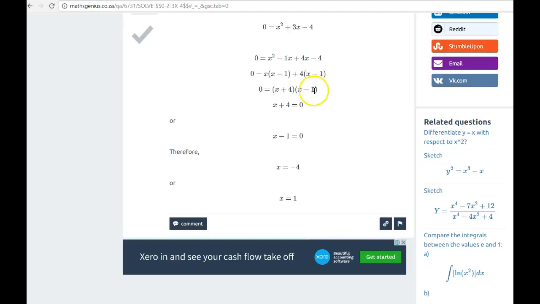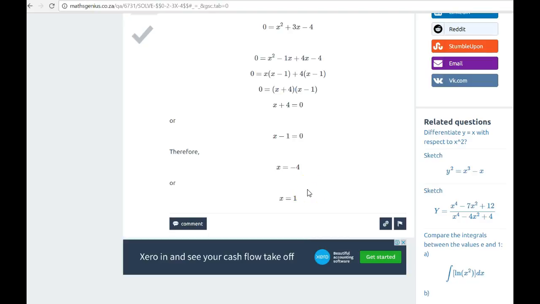Now, as you know, if two items multiply each other and the product is equal to 0, that means one of them is equal to 0. But we don't know if it's x minus 1 or if it's x plus 4. So we say x plus 4 is equal to 0 or x minus 1 is equal to 0. Then transferring the 4 and the 1 to the other side, you get your answers.